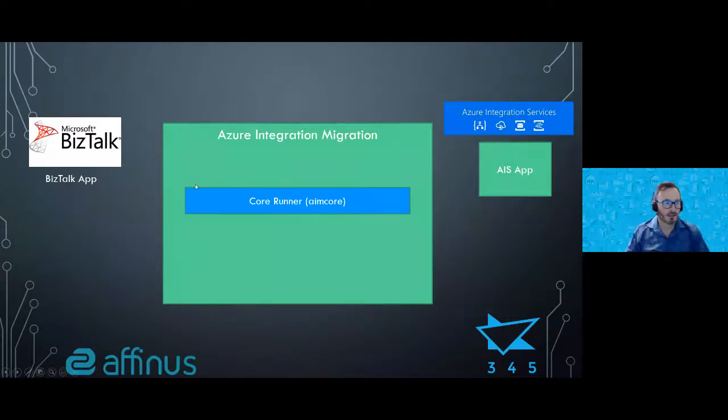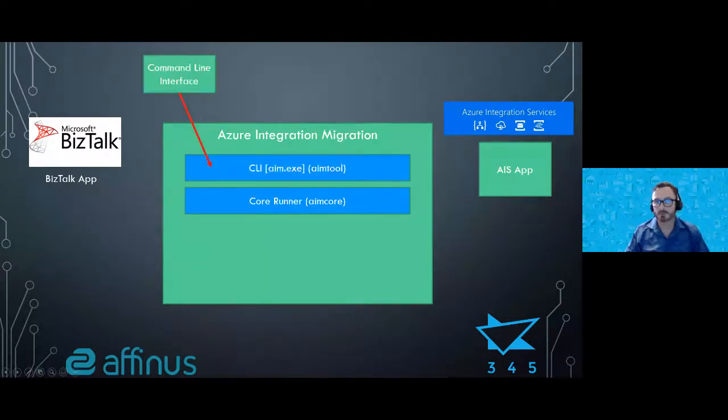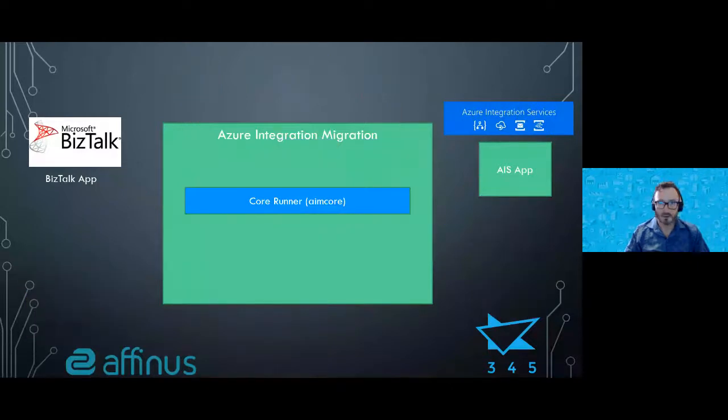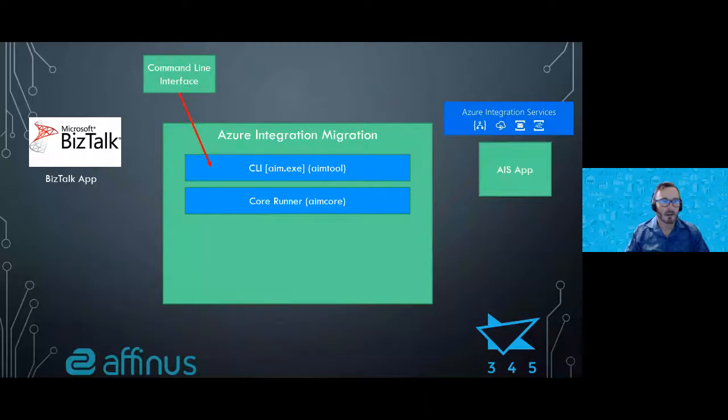Now, in addition to this, we've got the AIM tool. The AIM tool is where the command line runs. I said in the past that maybe you could deliver this as a web app, or in another format, but so far this has been delivered just as a command line interface. So that's the entry point into the application, but AIM core is the actual meat of the app that runs.